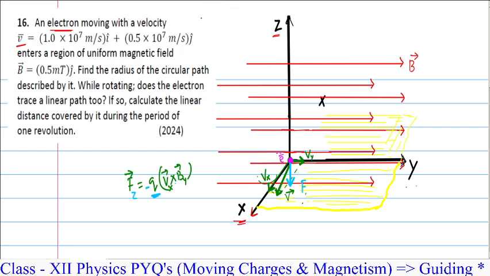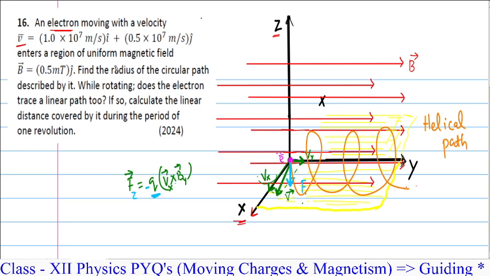Due to this, the charged particle will undergo a circular path due to the x component of velocity, and a linear path due to the y component of velocity. Combined, it will move like this. Let me draw the figure clearly. It will move something like this. So it will undergo a helical path. This is called a helical path.